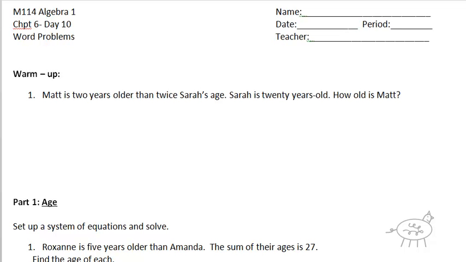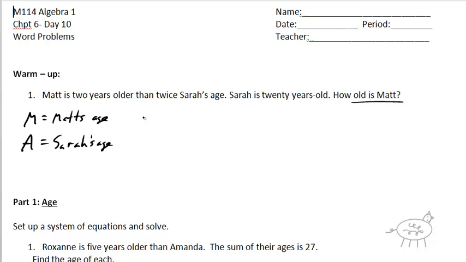All right, so the first one is really a warm-up. It just says Matt is 2 years older than twice Sarah's age. Sarah is 20 years old. How old is Matt? Now, this is actually a pretty simple substitution. So what we're going to do is, you want to know how old Matt is, so I'm going to put in here M equals Matt's age, and I'm not going to use S for Sarah. I'm going to use A for Sarah's age, because S looks like a 5.